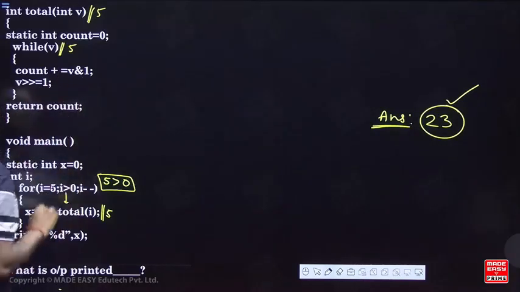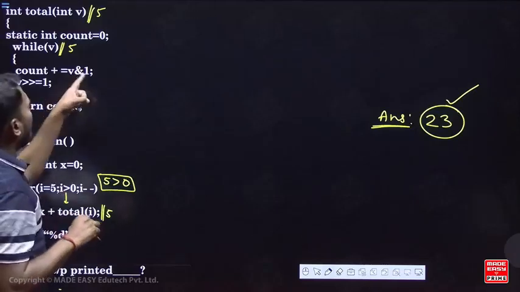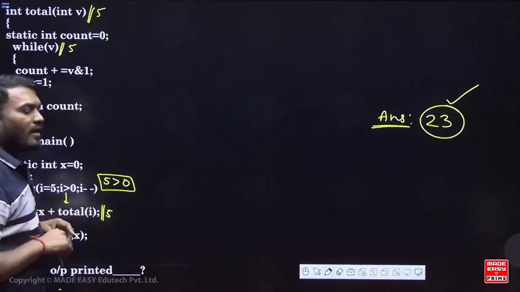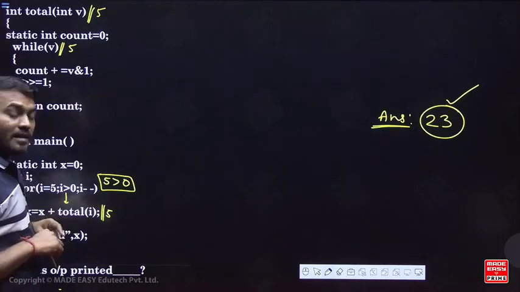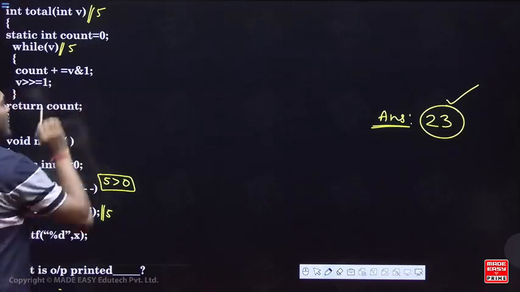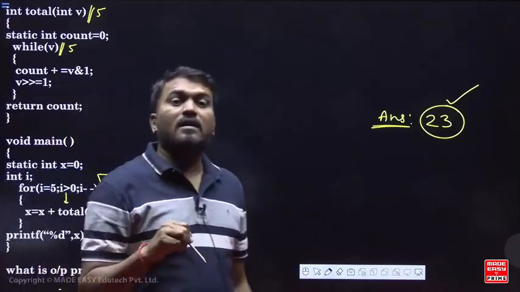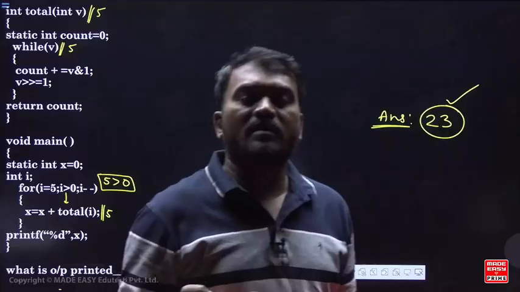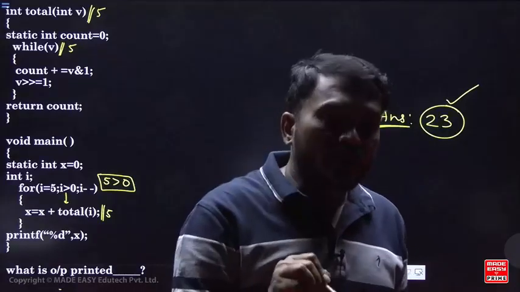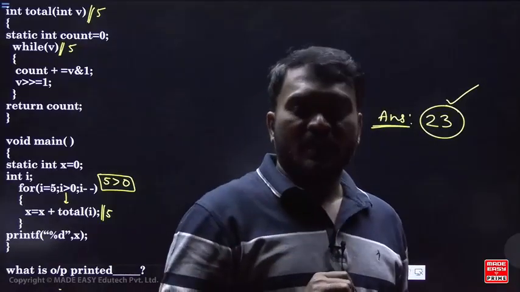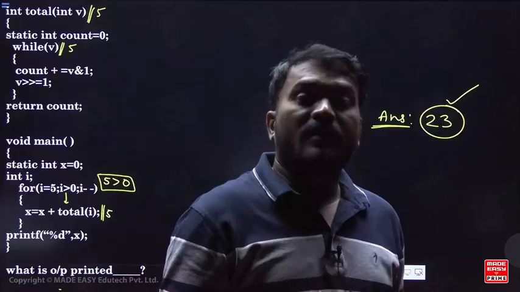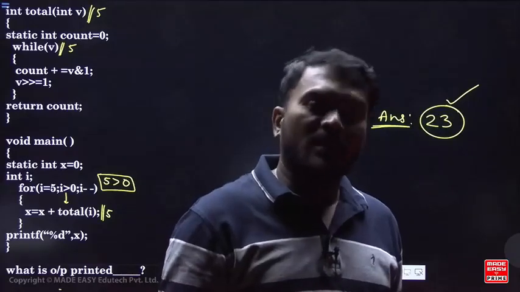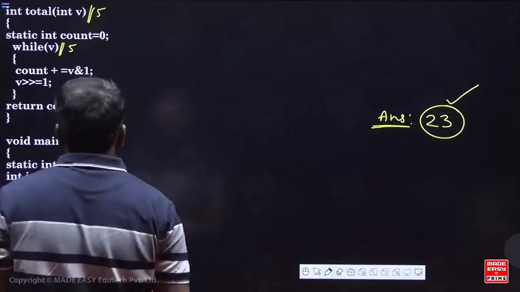So V and 1 means, what do you have to do with V? Okay, you have to do binary and, bitwise and operation. So remember, the bitwise operator has higher precedence compared to the binary operation. The bitwise operation has higher precedence compared to the binary operation. Okay, right. Now understand here.